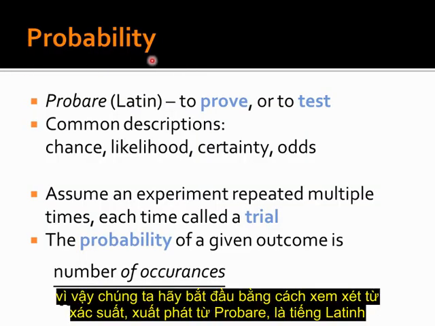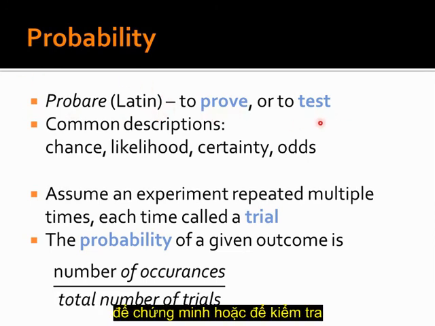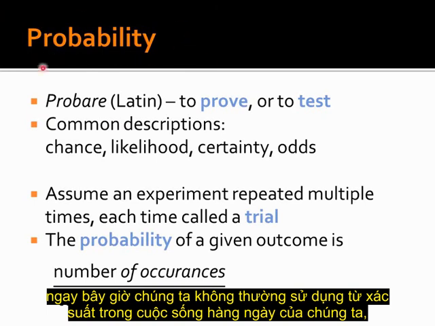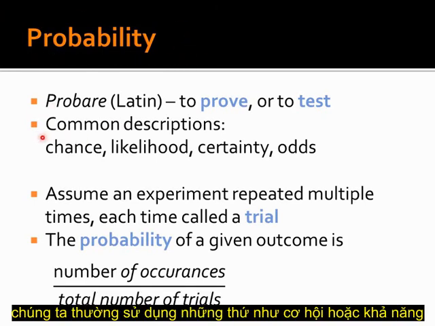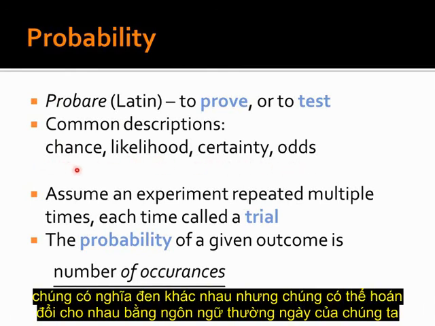So let's start by looking at the word probability. It comes from the root word probare, Latin, meaning to prove or to test. Now we don't usually use the word probability in our daily lives. More commonly we use things like chance or likelihood, certainty, odds. Technically speaking, they mean different things, but they're interchangeable in our common language.